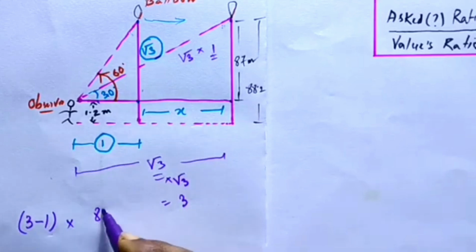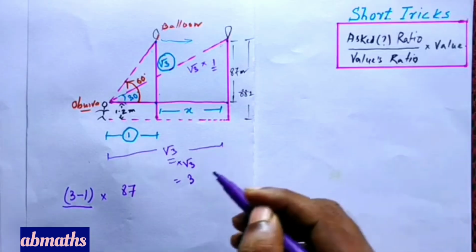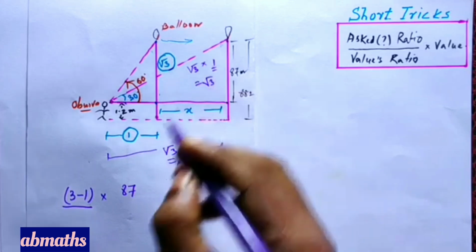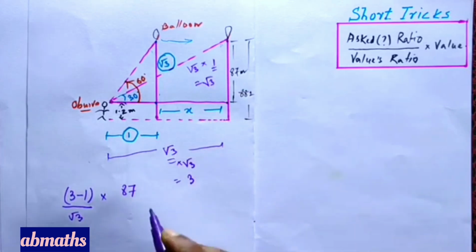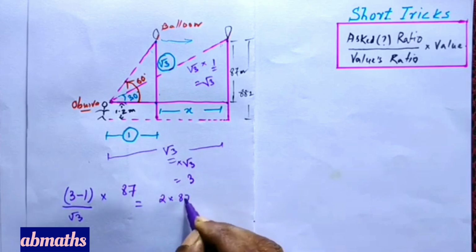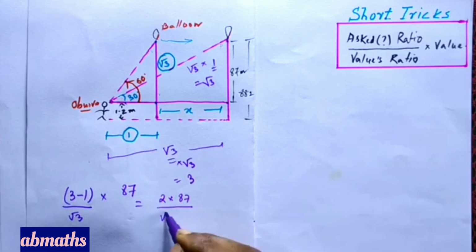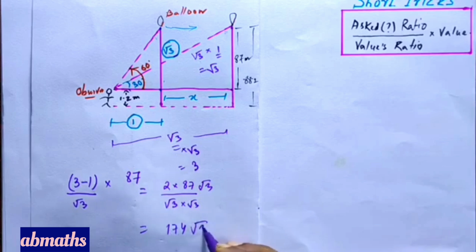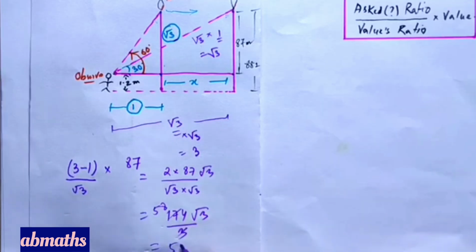Value is 87 divided by the values ratio, which is root 3. So what we have here is 3 minus 1 is 2, into 87 by root 3, which will be root 3 into root 3. 174 root 3 divided by 3. 3 5s are 15, 3 8s are 24. So it is 58 root 3 meter is our answer.